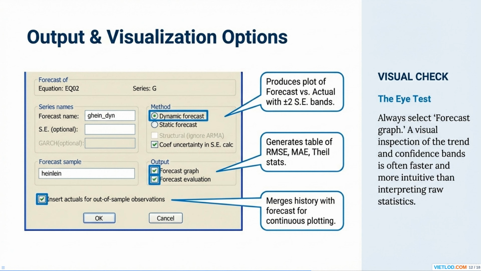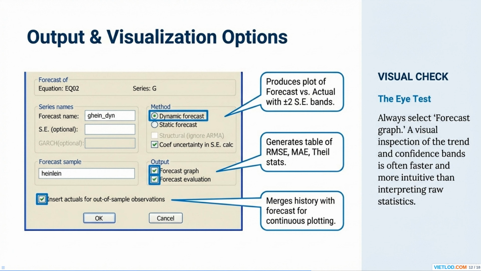Once we've configured our forecast parameters, we need to understand the output and visualization options available. When selecting Dynamic Forecast as our method, the software will generate a plot comparing our forecast against the actual values, crucially including the plus or minus 2 standard error bands. This visual representation is vital for what we call the eye test. Always prioritize selecting Forecast Graph, because a visual inspection of the trend and confidence bands offers a faster, more intuitive understanding of our forecast performance than merely sifting through raw statistics.